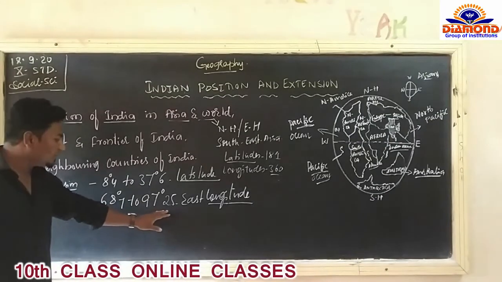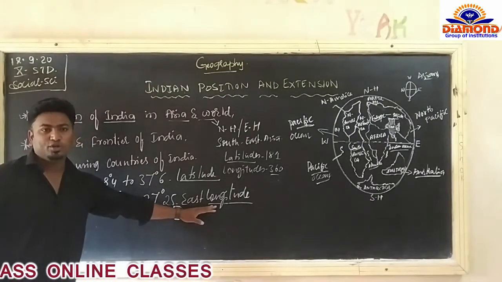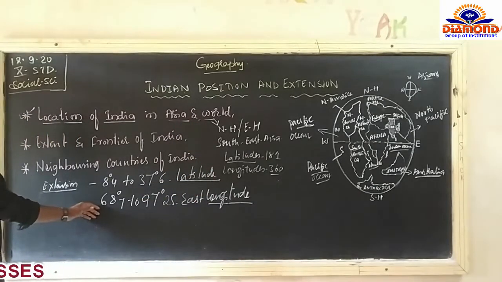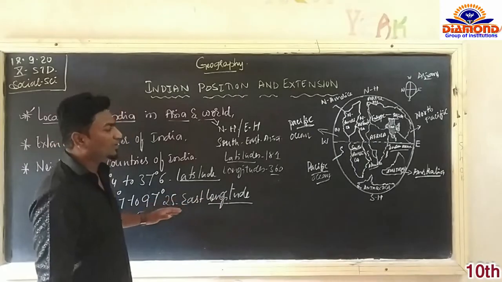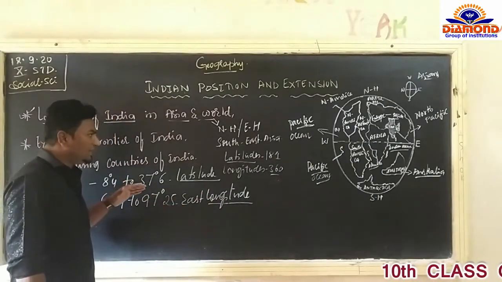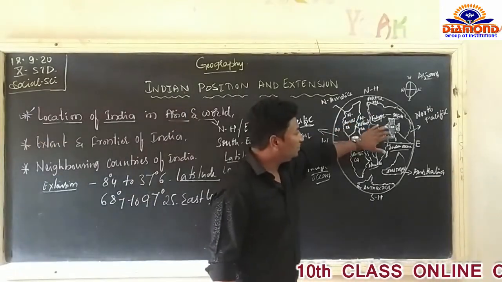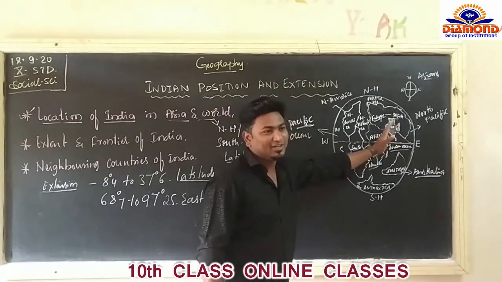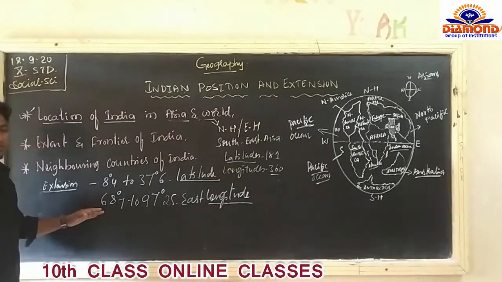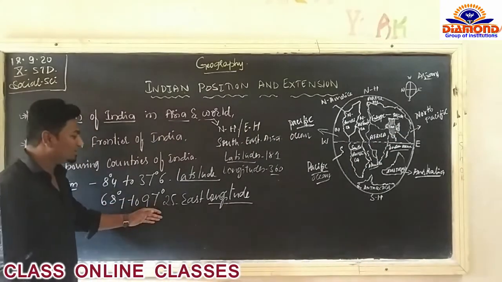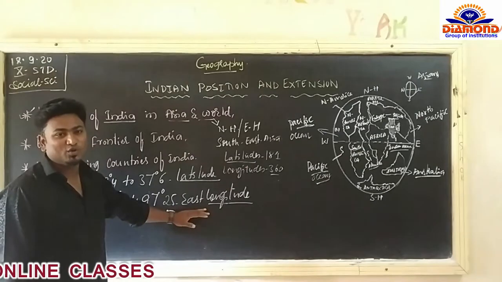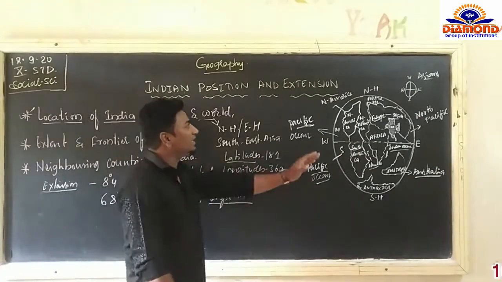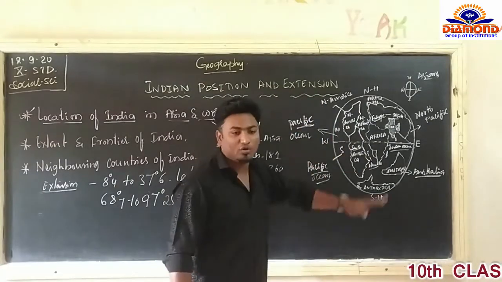68.7 to 97.25 east longitude is going to teach us about the position of our India, from the northern side, from top to bottom, and then from west to east. It is from 68.7 degree to 97.25 east longitude which extends the Indian line. So here we can understand this is the extension of our India.